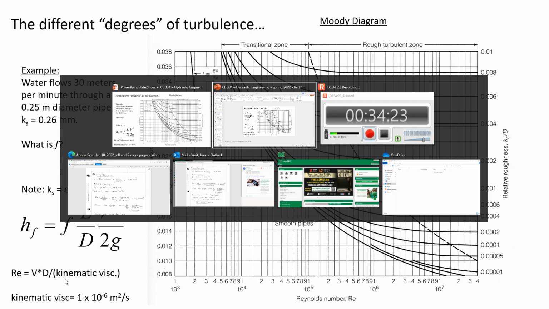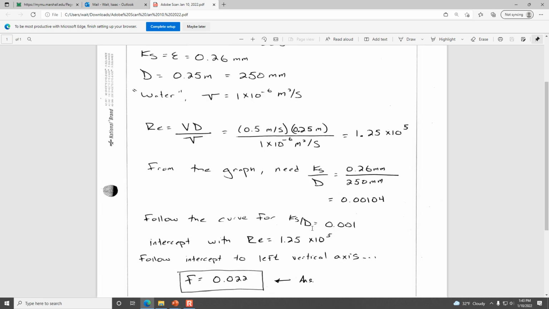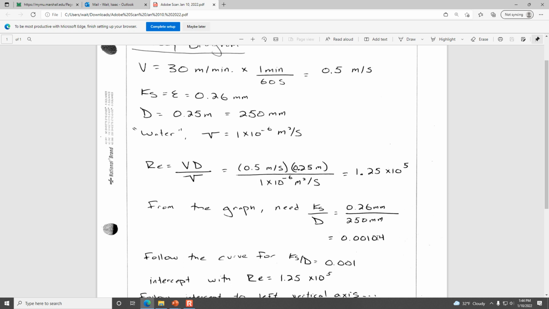So these calculations: the relative roughness is 0.00104. And for the velocity that's given, it's traveling 30 meters in a minute. That means the velocity is 0.5 meters per second. We put that into the Reynolds number equation, multiply by the diameter, and divide by water's kinematic viscosity, which is 1 times 10 to the minus 6 meters squared per second. So 1.25 times 10 to the 5th. What are the units of that, by the way? Reynolds number is unitless. All the units cancel out, so it's a dimensionless property.